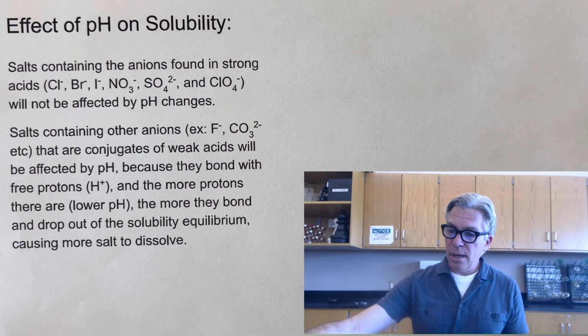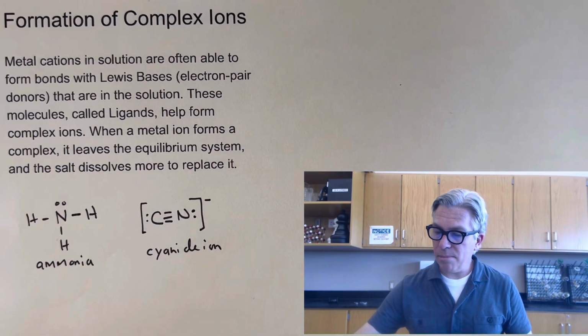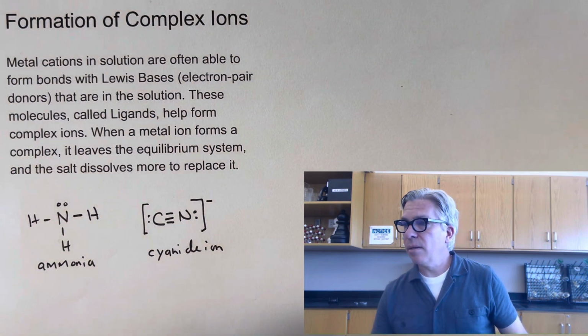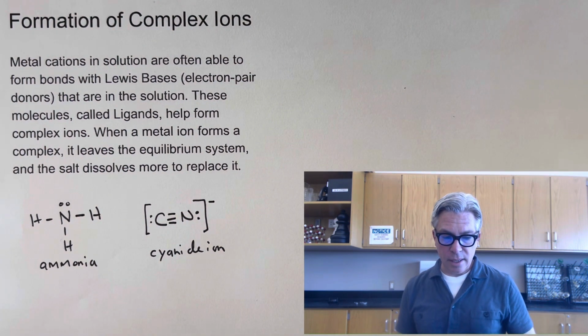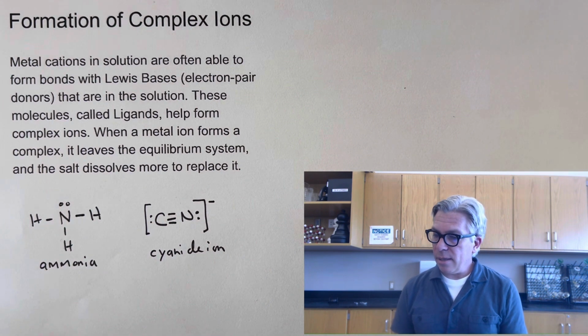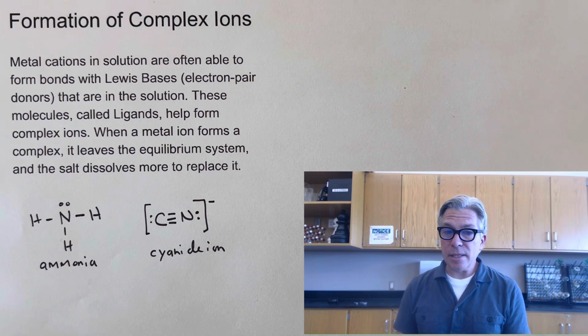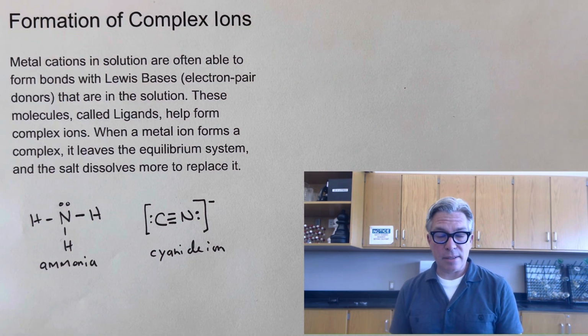Okay. And let's look at the last one here, the last factor, which you may or may not have seen before, but we're going to be talking a little bit about complex ions. Okay, and complex ion formation. So what happens here is that metal cations get into the party a little bit too if they come in contact with a Lewis base. Now you might be wondering, what the heck is a Lewis base?